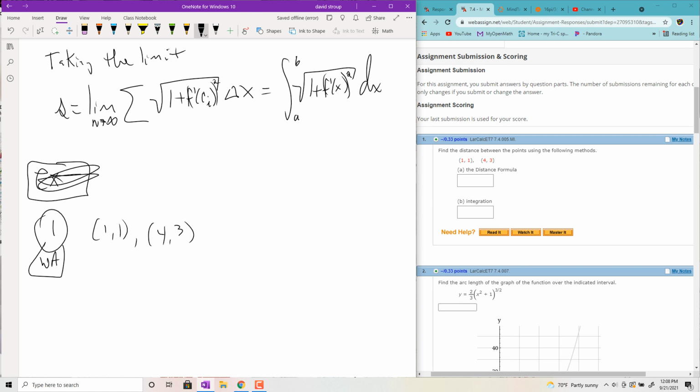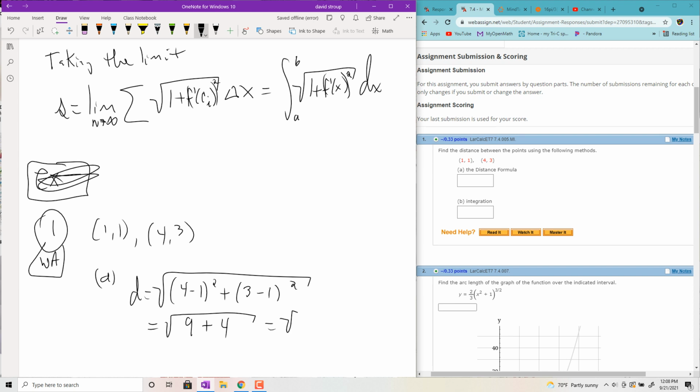Okay. So from the distance formula, d is the square root of x2 minus x1 squared plus y2 minus y1 squared. And what is that? Square root of 9 plus 4, so square root of 13.